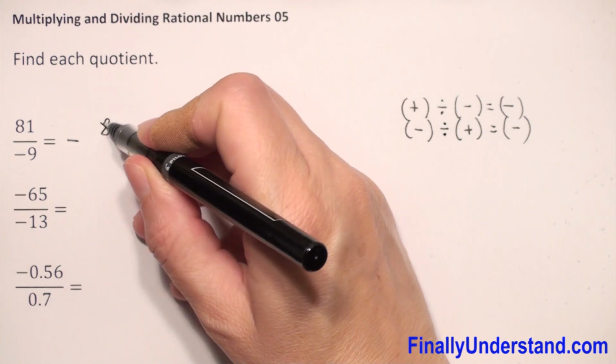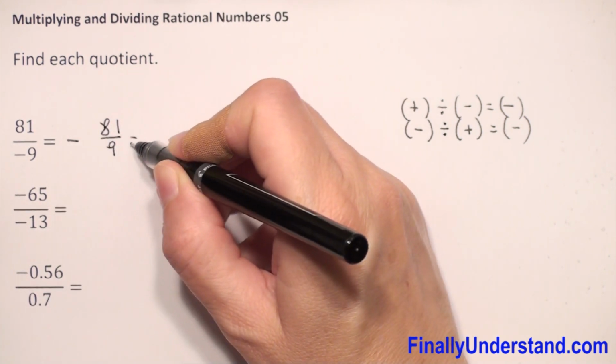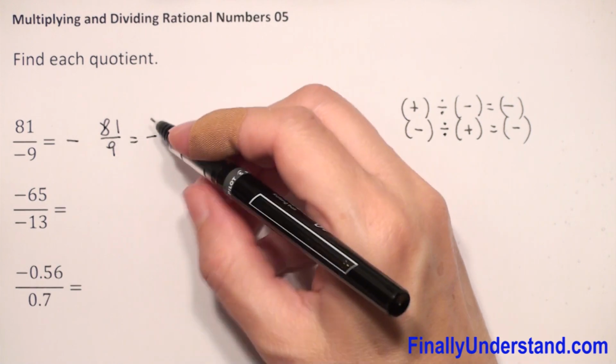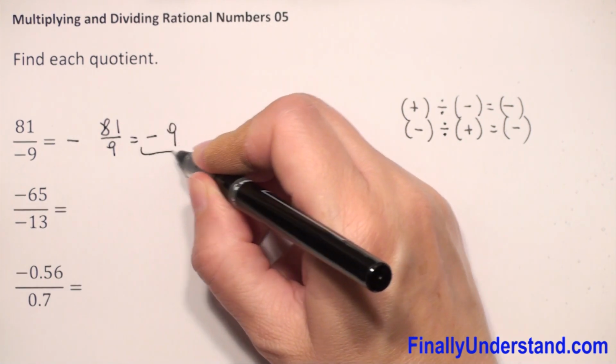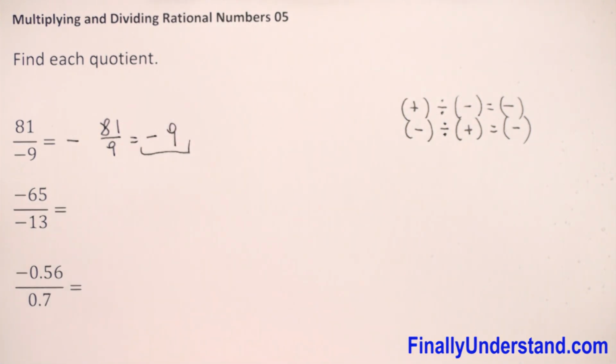And now we have to divide 81 by 9. So negative sign we copy, 81 divided by 9 is 9. So this is solution to the first example.